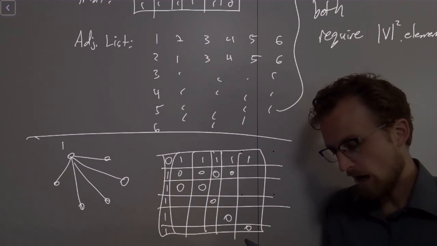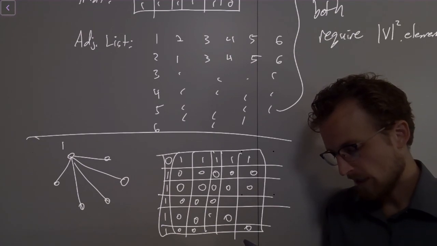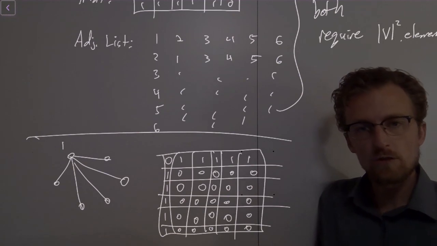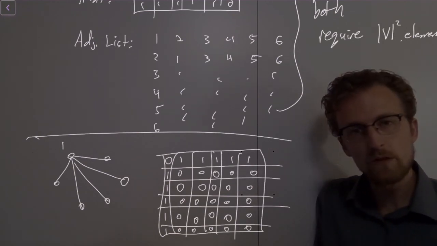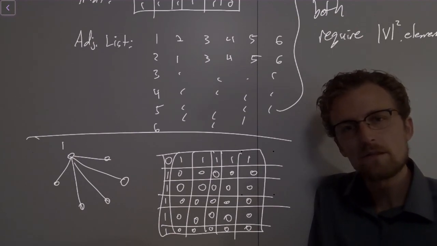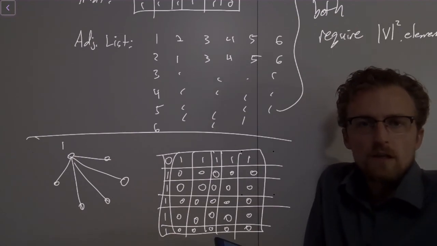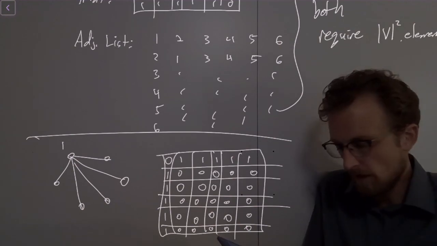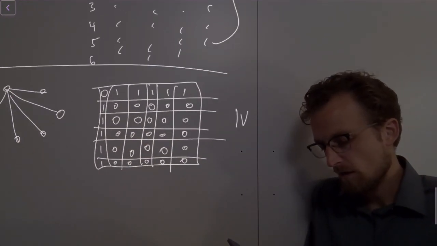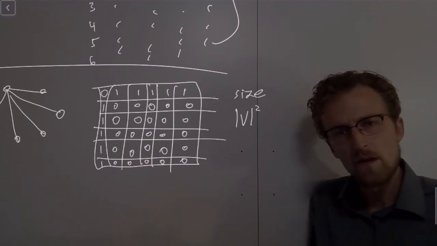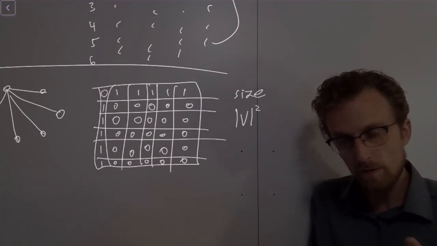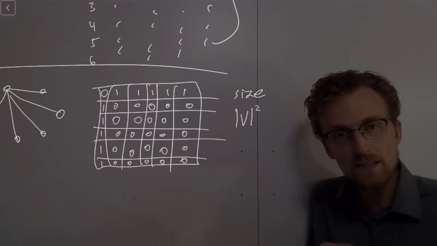And so how many numbers do I have to store? We could think of it as how many bits do I have to store to represent a star graph as an adjacency matrix? Well, it's still v squared bits. An adjacency matrix is always going to be size v squared, no matter what. So this is still size v squared for an adjacency matrix. Following?